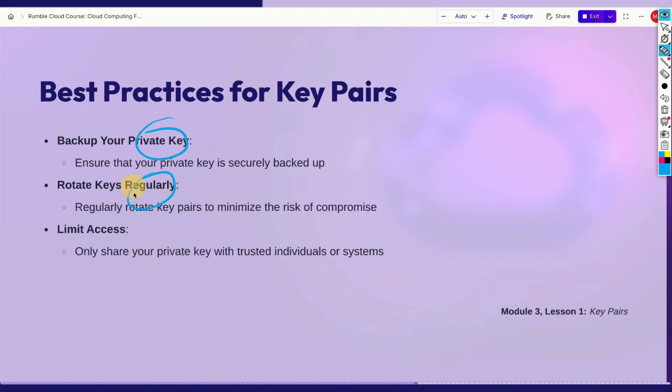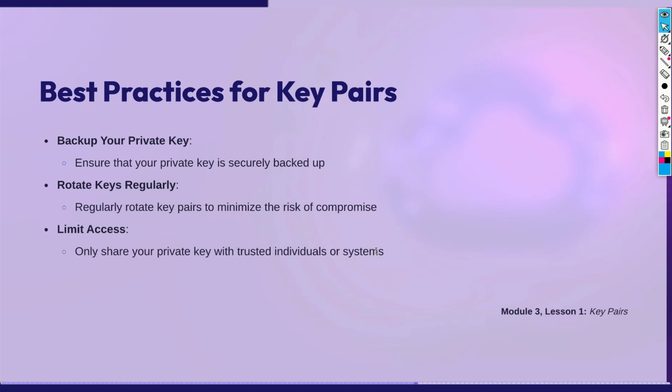Rotate your keys regularly. This is very, very important. If you are not rotating your keys regularly, this makes you subject to attacks and risks that can compromise your cloud infrastructure, giving anyone access to your instances or your services. So remember to regularly rotate your key pairs as much as possible, within reason, obviously. And finally, limit access. Only share your private key with trusted individuals or systems. Don't be handing them out to anyone you don't want access to, right? Or they will have access to everything. So keep them close to you, limit the access. Very important to know this.